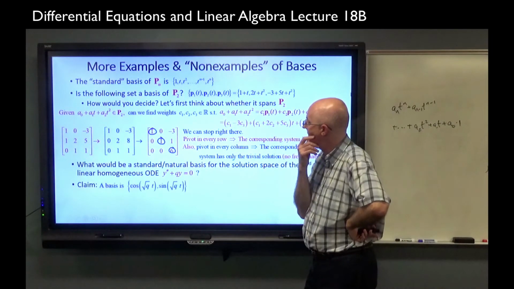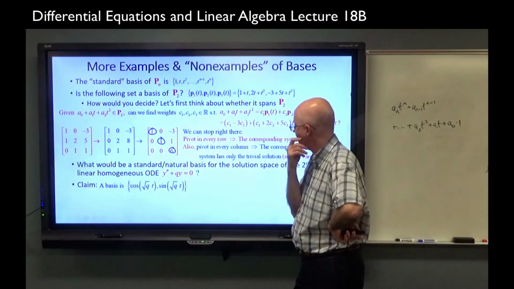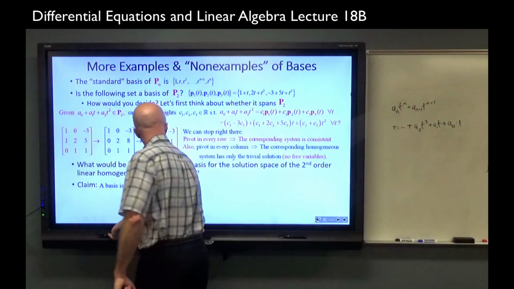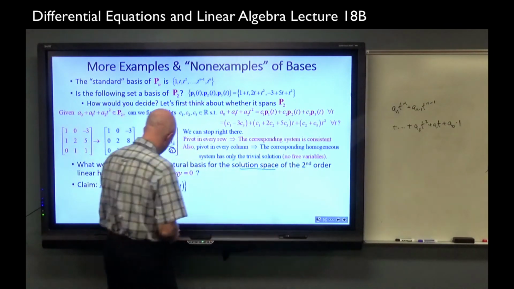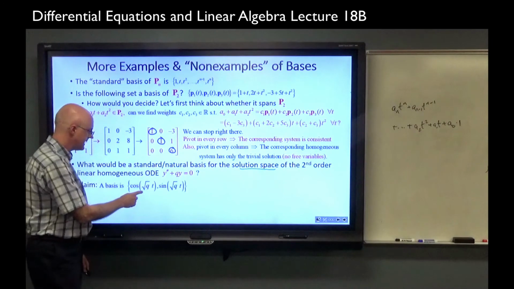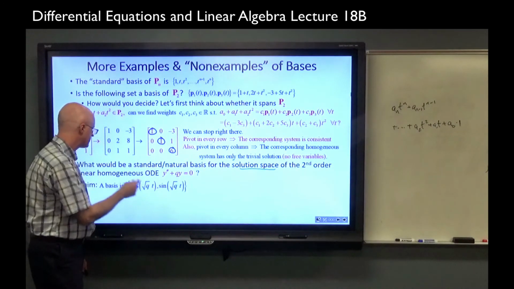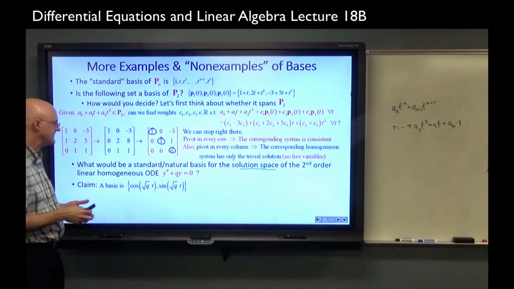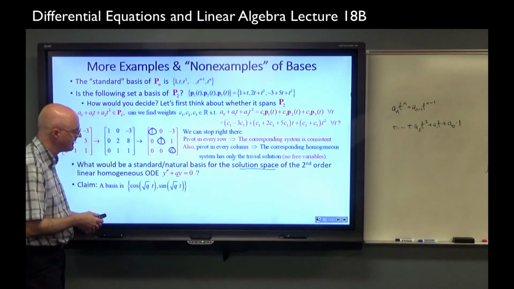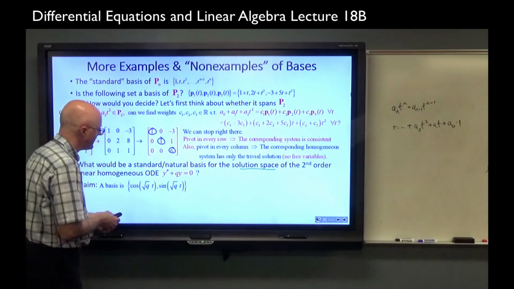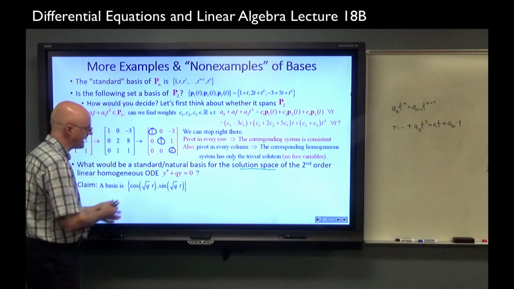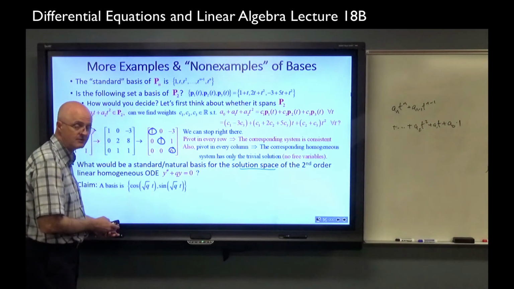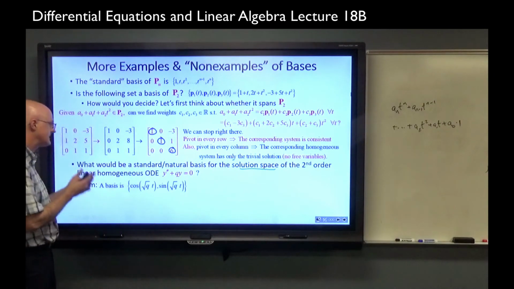Claim: a basis for the solution space, the set of all solutions, is cosine of square root of q t, comma, sine of square root of q t. And that is sort of the most standard slash natural basis. It's the simplest one, you might say. Any two functions that are linear combinations of these and not multiples of each other would also be a basis. But this is the simplest one.